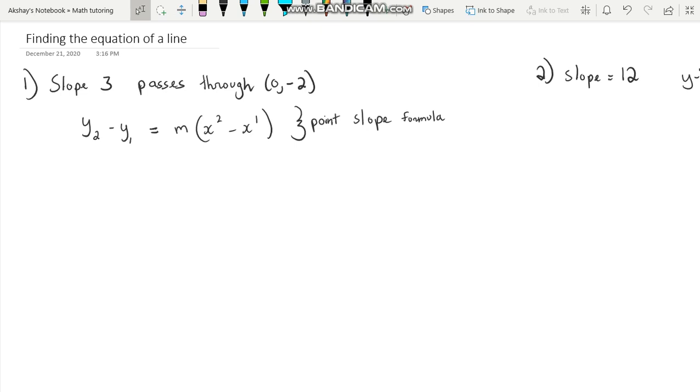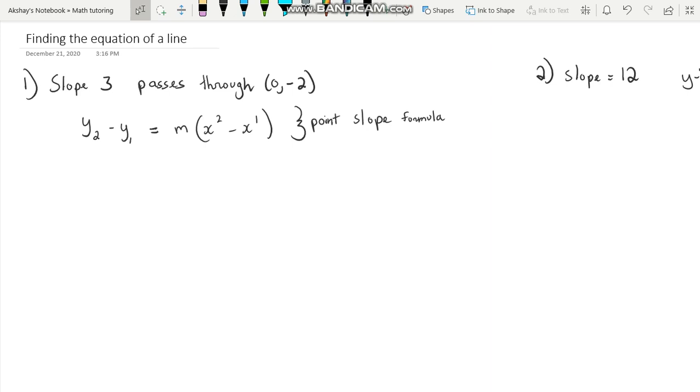Hello, so in this video we'll be finding the equation of a linear function when we're given a slope and a point that it passes through. So to start with our first example, we're given the slope is 3 and our line passes through the point (0, -2). Now we can use our point slope formula for this, which is y2 minus y1 is equal to m, which is our slope, times our x2 minus our x1.